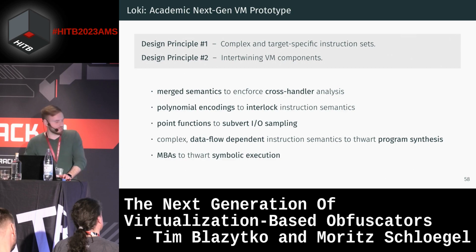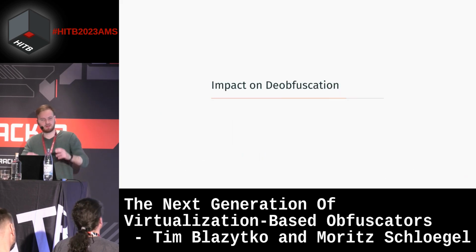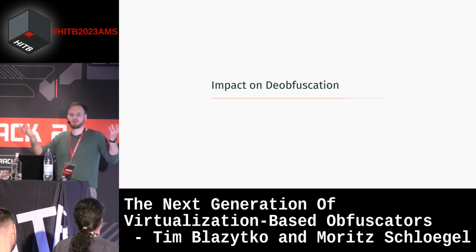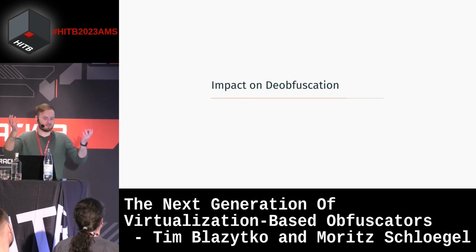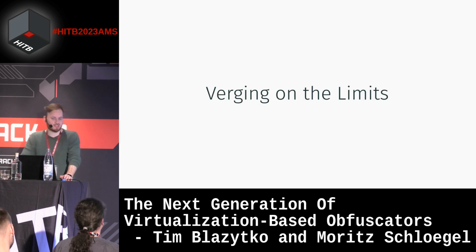Now, with this example of a next-gen VM, the question is really, what's the impact on deobfuscation? So obviously, obfuscation and deobfuscation is always an arms race, right? They shift around. But right now, with all these next generation obfuscation techniques coming into play, it feels like obfuscation is significantly at an advantage, and deobfuscation is on the limits of what it can do.